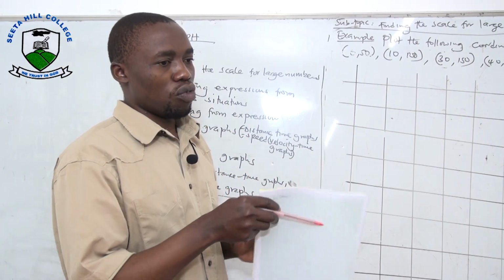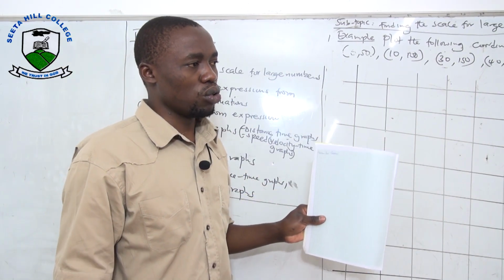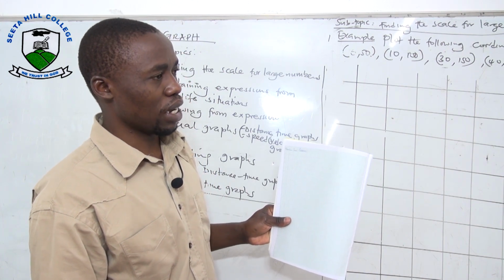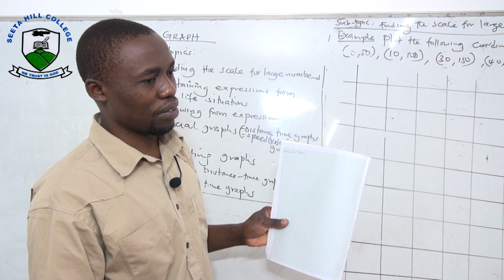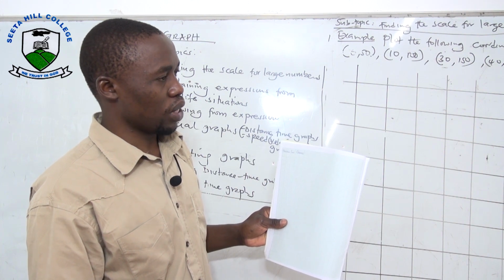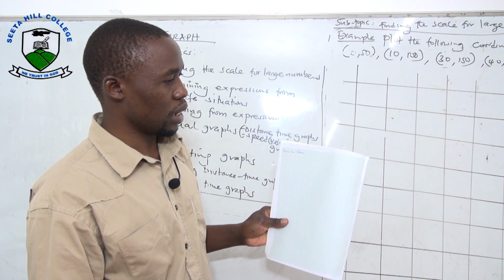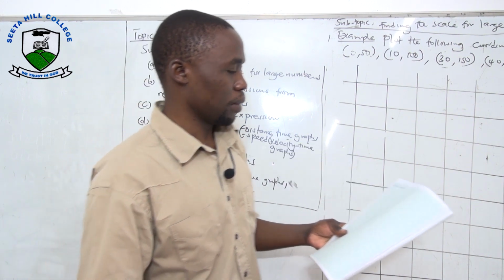Now, for most of our graphs, we encourage that you use 2 centimeters, unless in special cases where things are not fitting very well. But we encourage use of 2 centimeters to avoid congestion in the work. Do you pick that?